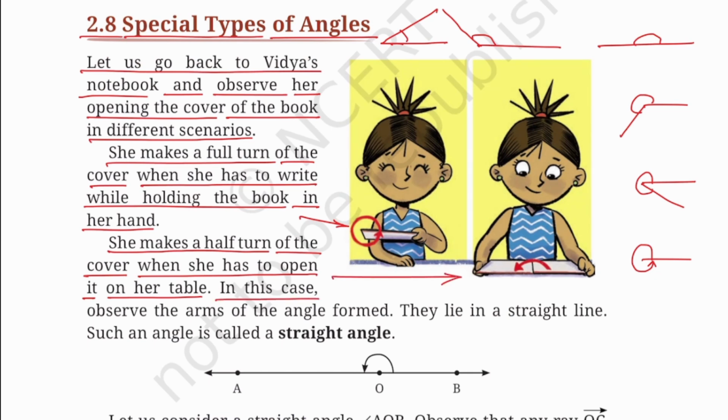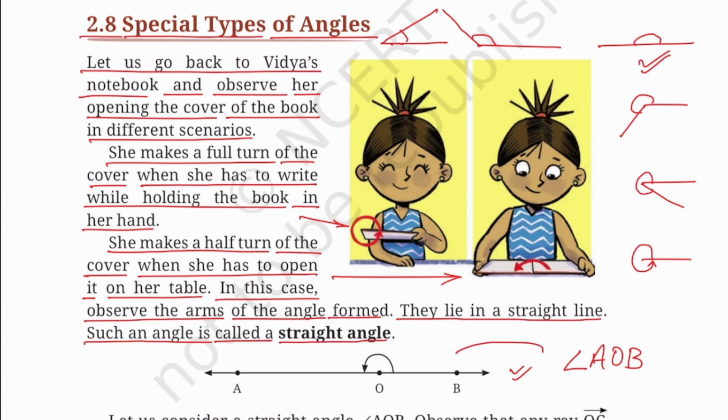In this case, observe the arms of the angle formed. They lie in a straight line. Such an angle is called a straight angle. That is this one. It looks like this. The angle is named angle AOB. Here angle AOB is a straight angle.